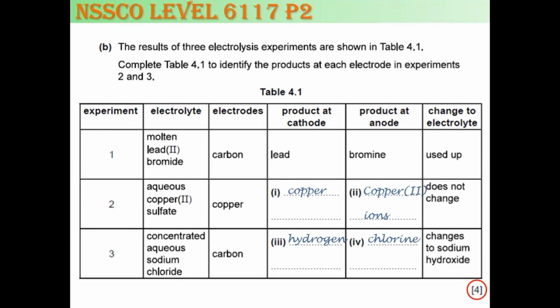And for experiment 3, we are told that the electrolyte changes to sodium hydroxide. And this simply tells us that sodium ions are not discharged at the cathode. We produce hydrogen, and hydroxide ions are not discharged at the anode. We produce chlorine. So these are the simple questions that I want you to go through. And this is kind of the standard way they ask you these questions.